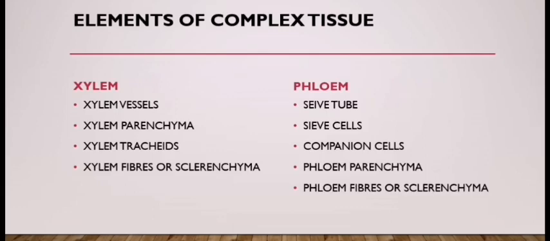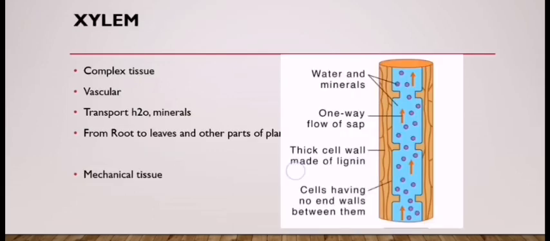Now phloem has sieve tube, sieve cells, companion cells, phloem parenchyma and phloem fibers. Here also phloem fibers can be called phloem sclerenchyma. Both the meanings are the same. Now we will start with xylem.